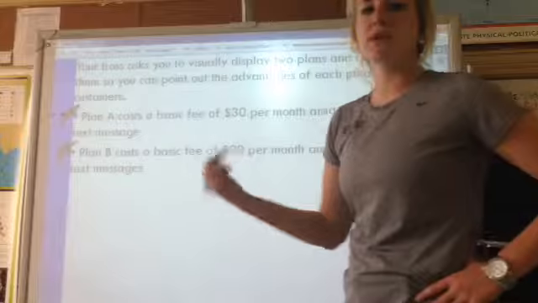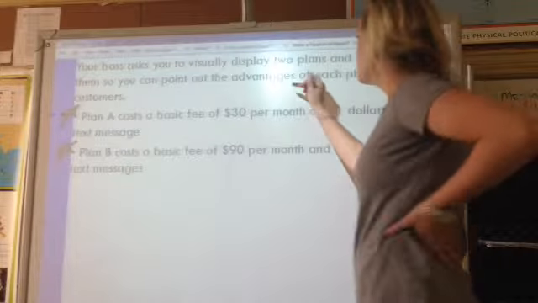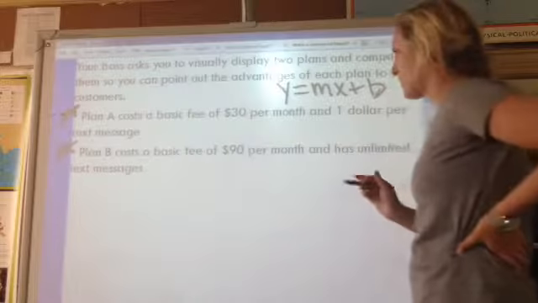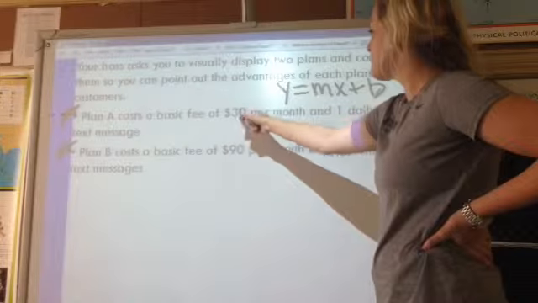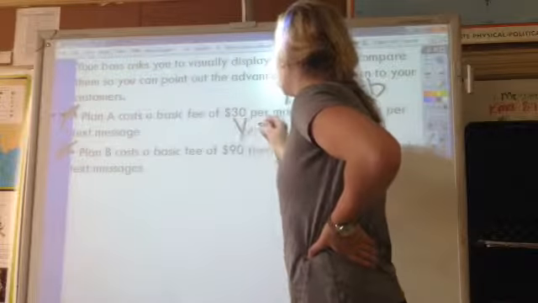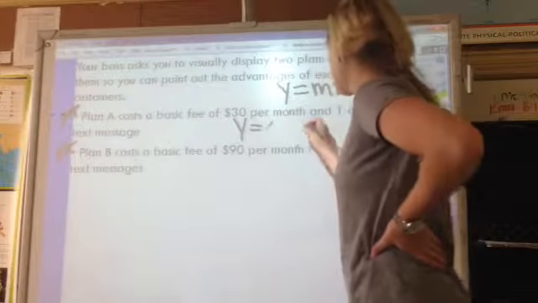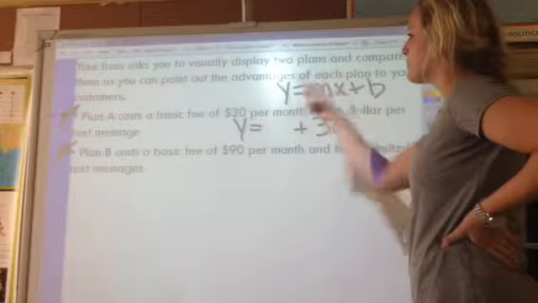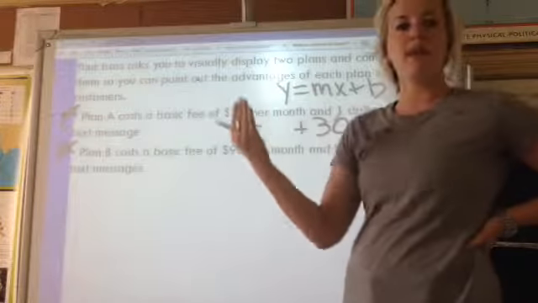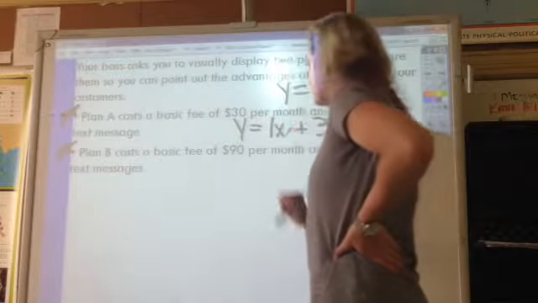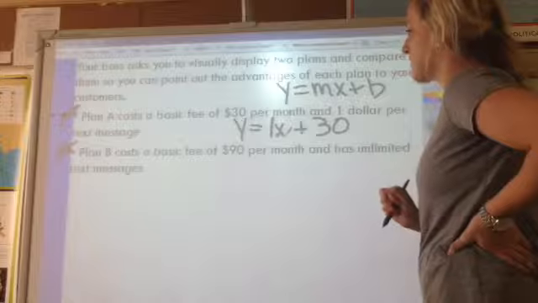My first step is always to write my equation. I'm looking to write my equation in the form y equals mx plus b. If it costs a basic fee of $30 per month, that's going to be my constant, because that will always be the same. I'm going to go ahead and write that as my y-intercept. And $1 per text message. Since I don't know how many text messages I'm going to send, that's going to be accompanied with a variable. So that's my first equation.